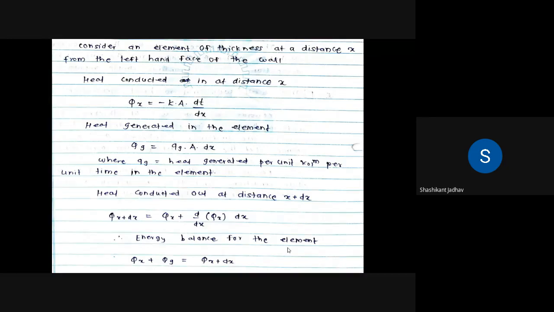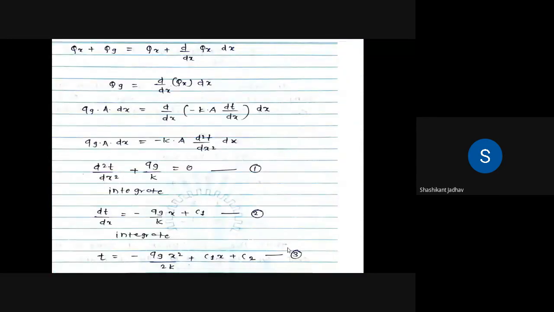So qx is coming into the element, qg is generated within the element, so the addition of these two is nothing but the heat conducted out from the element. So qx plus qg is equal to qx plus dx. Okay, then put these values into this equation. So qx plus qg is equal to, what is the value of qx plus dx?